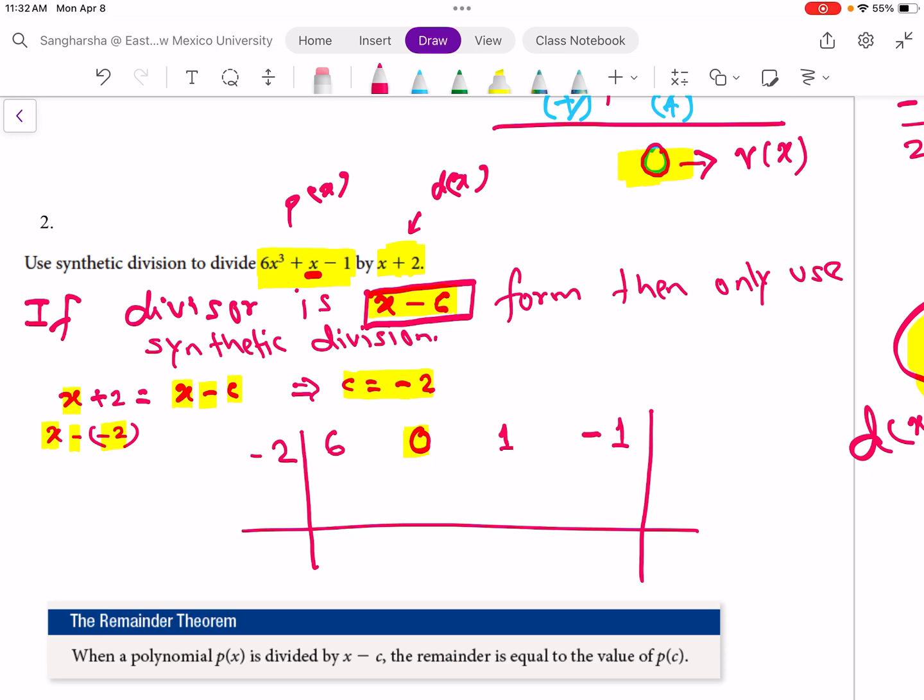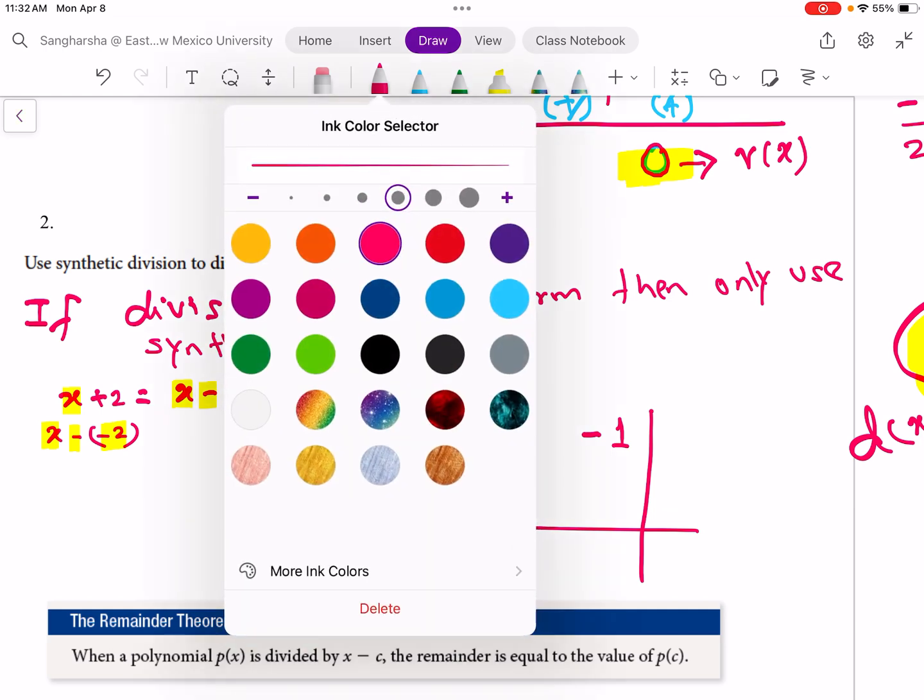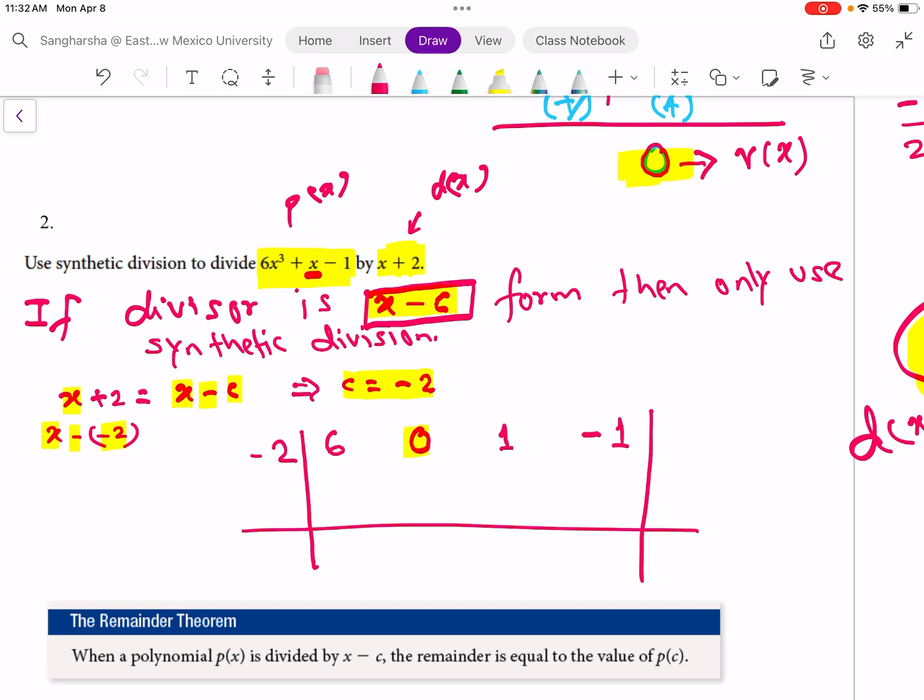Now the method is here, so we drop the first coefficient. It doesn't matter whatever you have. So we drop the first coefficient, 6, as it is. Okay, you drop the first coefficient.